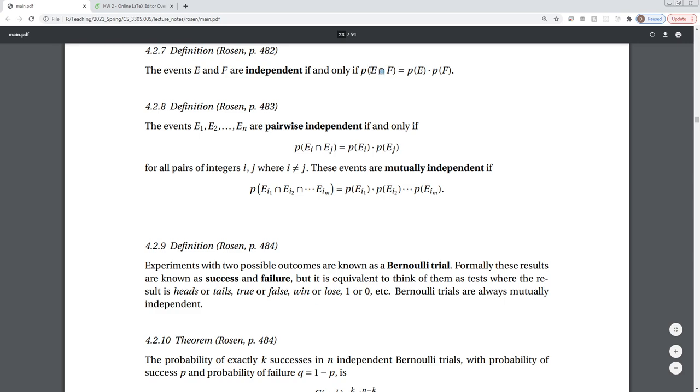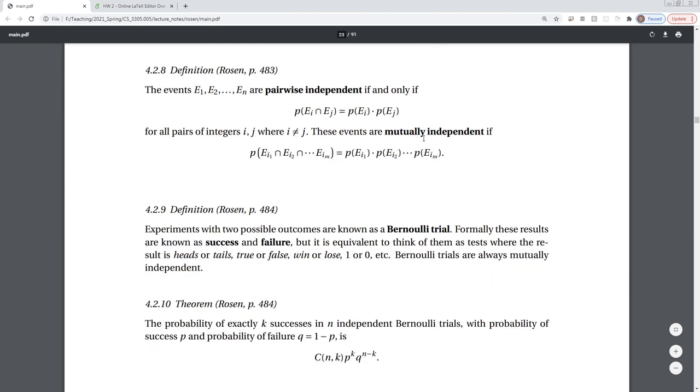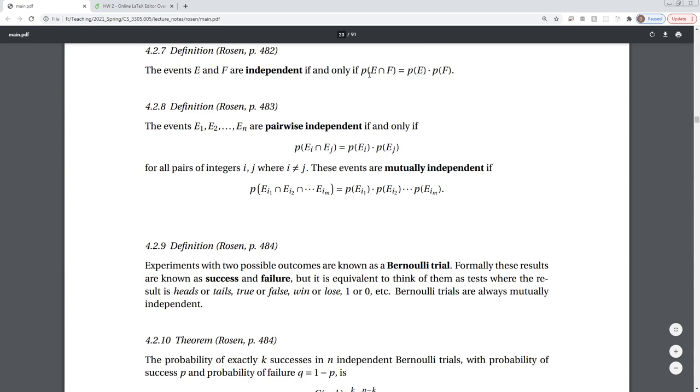So the probability of E and F, or the probability of E intersect F, is equal to the probability of E times the probability of F, right? So think on that. But that's by definition, right? That's not a theorem.